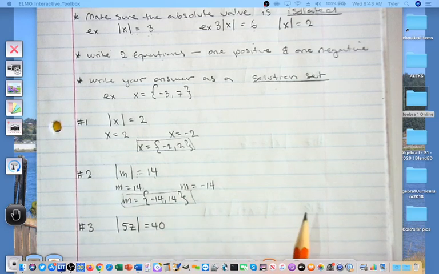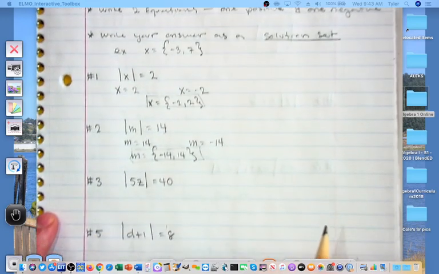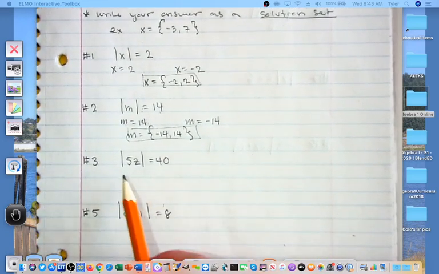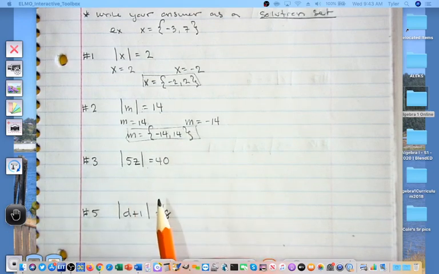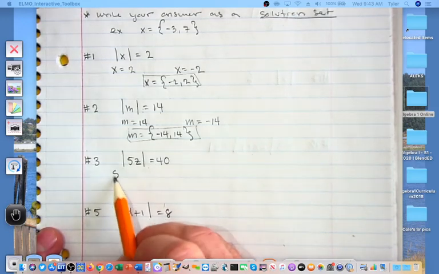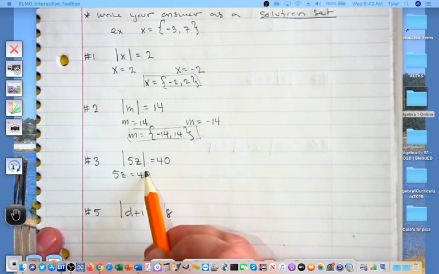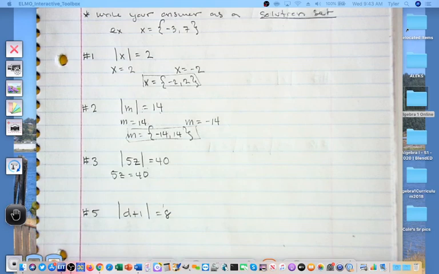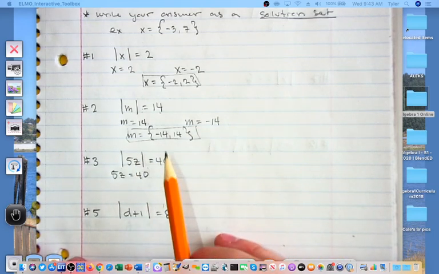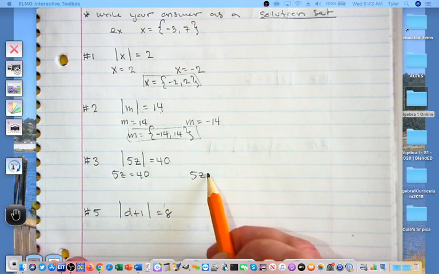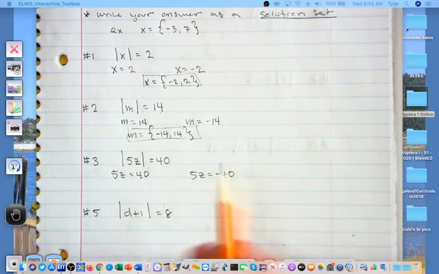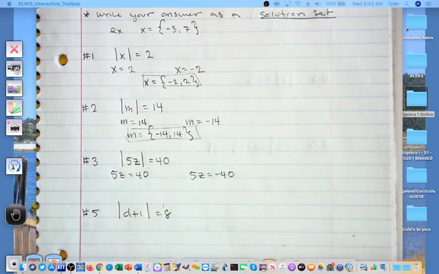Let's take a look at one that actually involves a little bit of solving. Problem number 3, we can see that we begin again with our absolute value isolated. So I will write my 2 equations. I have 5z equal to 40, exactly what's written there with no absolute value signs. And I'm going to write my negative equation, exactly what's written here, with no absolute value signs, but I will make this into a -40. So 5z is equal to -40. So the next thing that I'm going to do is solve both of these equations.